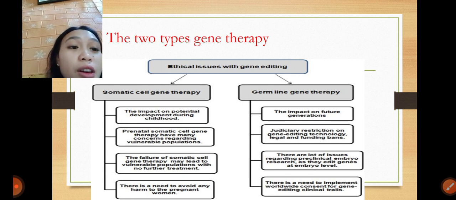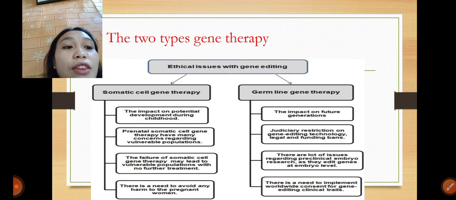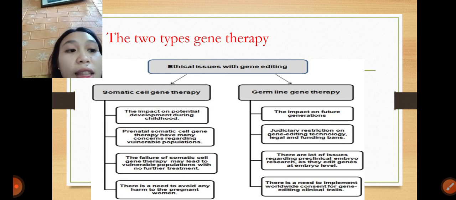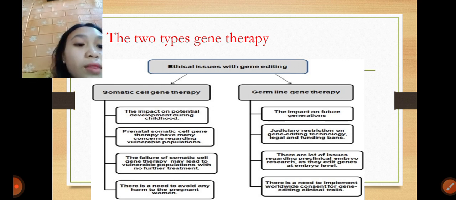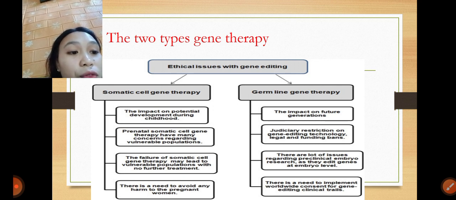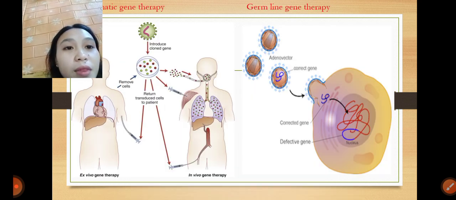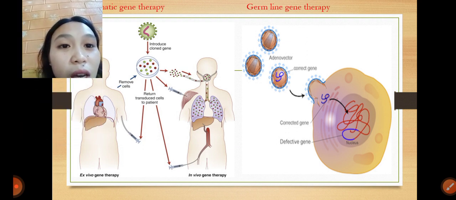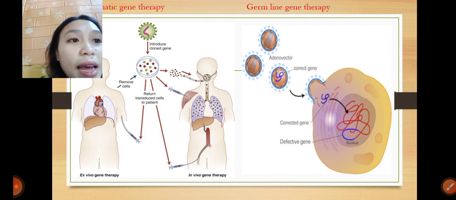And the germline gene therapy: the impact on future generations, judiciary restriction on gene editing technology, legal and functional bans. The third one is there are a lot of issues regarding preclinical embryo research as they edit genes at the embryo level. The last is there is a need to implement worldwide consent for gene editing clinical trials. This is an example of somatic gene therapy and the germline gene therapy.